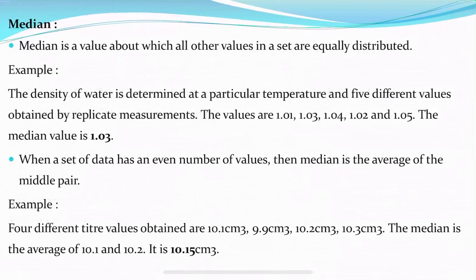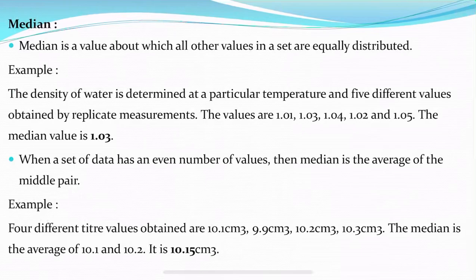And next is median. So median is a value about which all other values in a set are equally distributed. Half of the values are greater and the other half are smaller numerically compared to the median. So this is what is called the median. Let us take one example and we'll understand it.